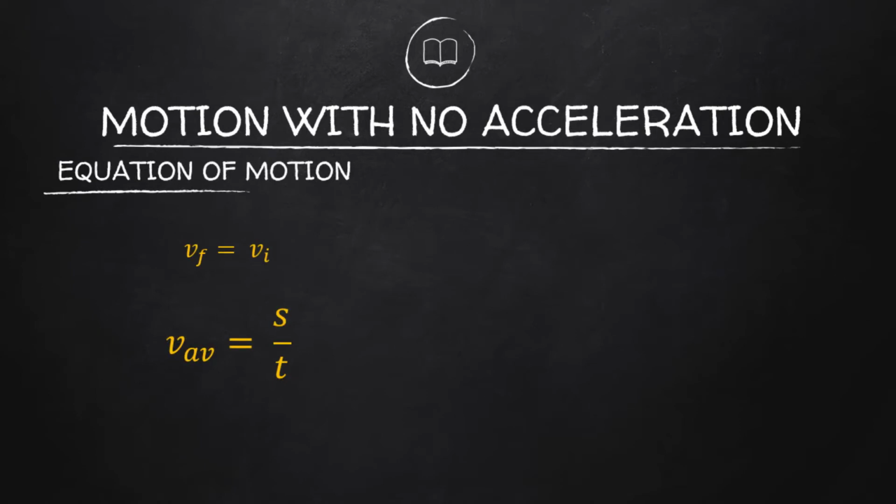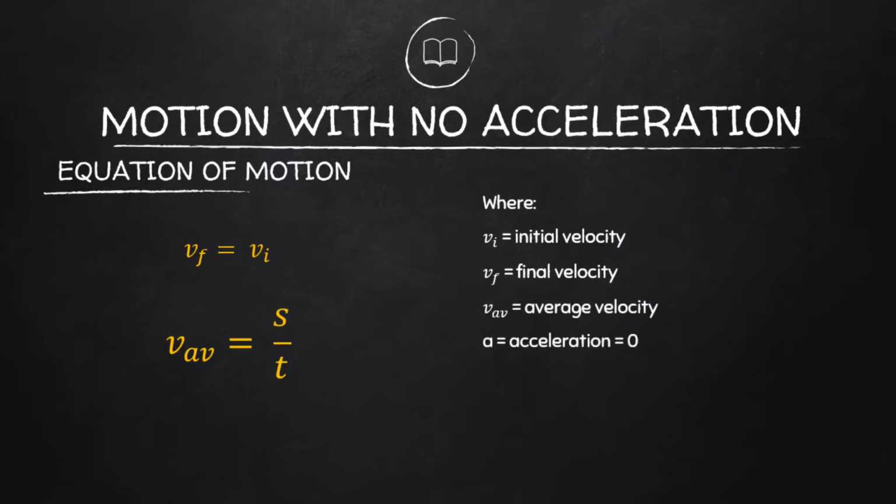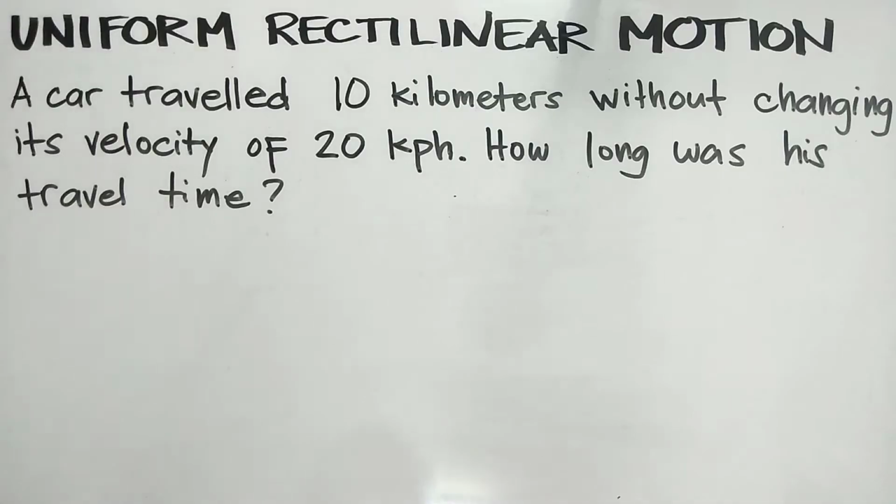For motions with no acceleration, the equations of motion for mathematical computations would be: final velocity is equal to the initial velocity; the average velocity, or simply velocity, is equal to s over t; a is equal to the acceleration and that is equal to 0; t is equal to the time elapsed or time interval; and s is equal to the distance or displacement that you are considering. So let's have an example of a uniform rectilinear motion.